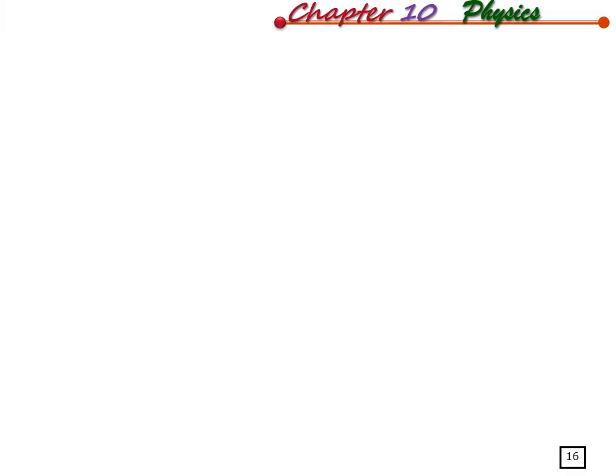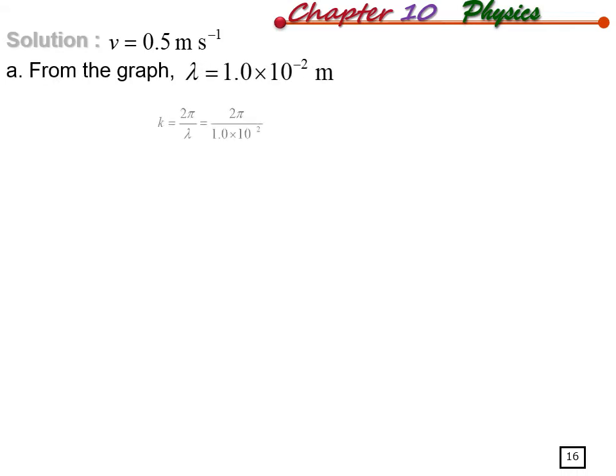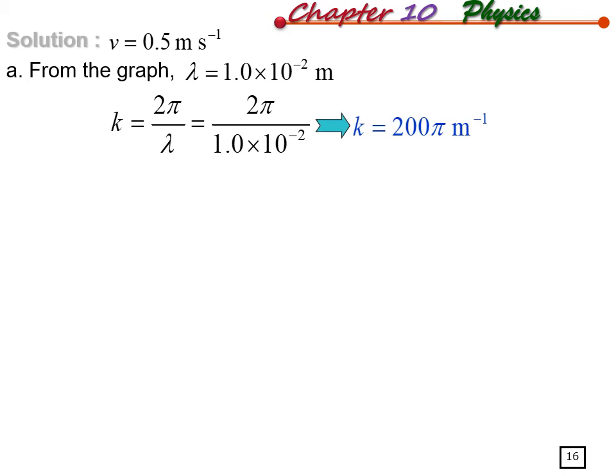Now for problem solving, the information obtained from the graph: from the question we have v given, and from the graph we have lambda. From the value of lambda, we can calculate the value of k, which is equivalent to 2 pi over lambda. So k, you will end up with 200 pi per meter.